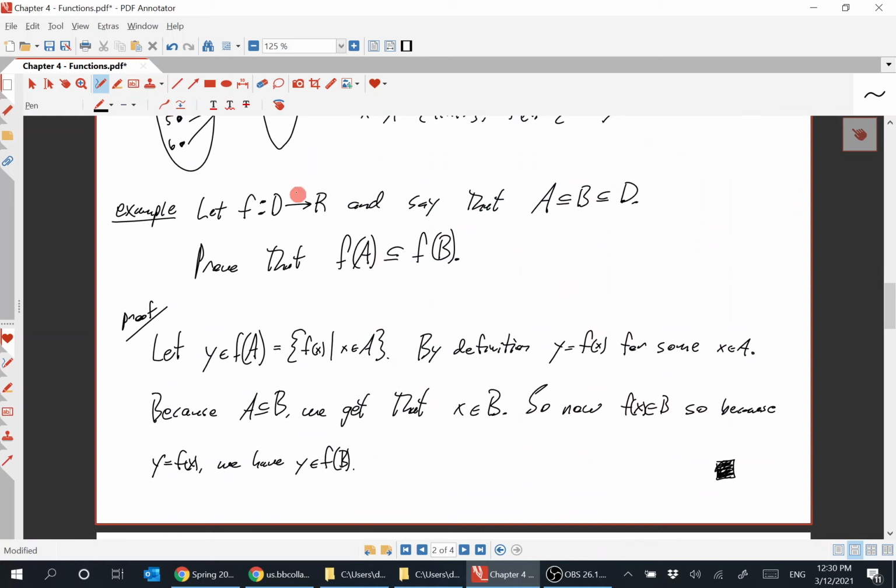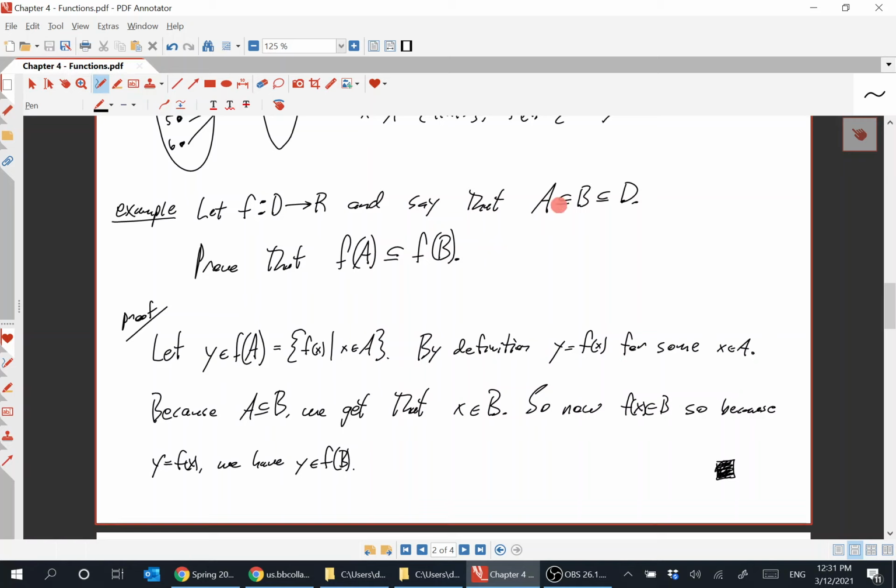Let f be a function from the domain to the range, and say that A is a subset of B, which is a subset of the domain. So A and B are subsets of the domain. Remember, we proved that if A is a subset of B and B is a subset of D, then A is a subset of D. Now that we have that fact, we can just use it.